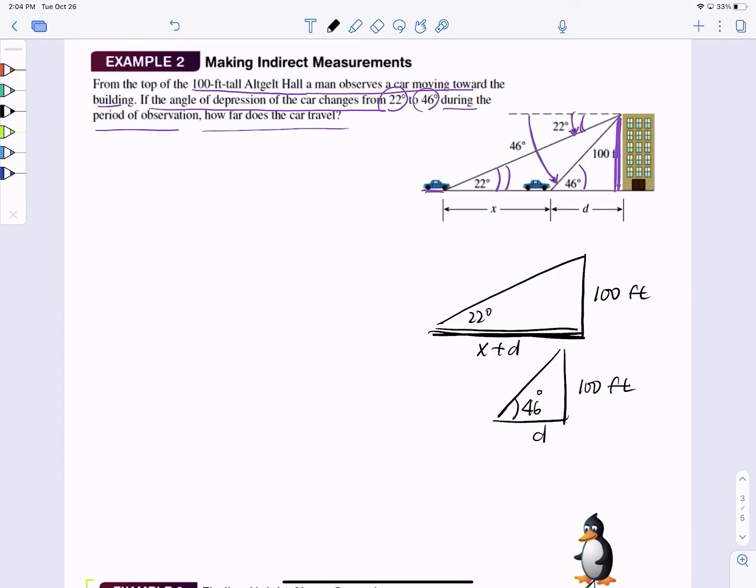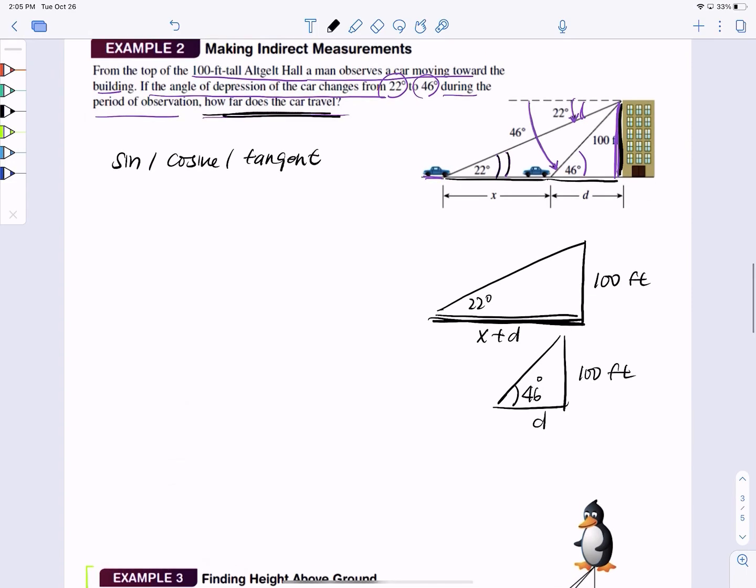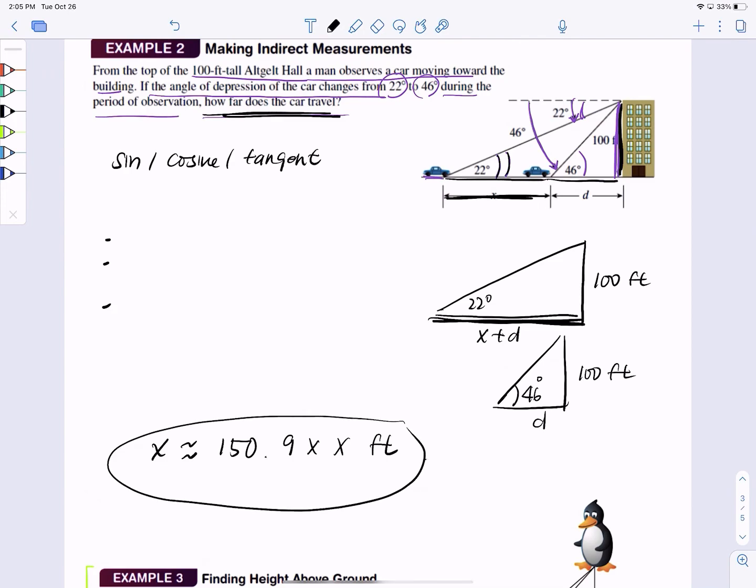Okay, go ahead and set it up using sine, cosine, or tangent. I hope you're smart about this. Think about what you have. You have the opposite, and you have the adjacent that you need to find, and you also have this angle. Whatever you do, you're looking for how far the car travels. So you're looking for this guy here. Show me your notes when you get to school, but your x should be 150.9 feet. Okay? And remember, you only round once ever when you're doing problems like this.